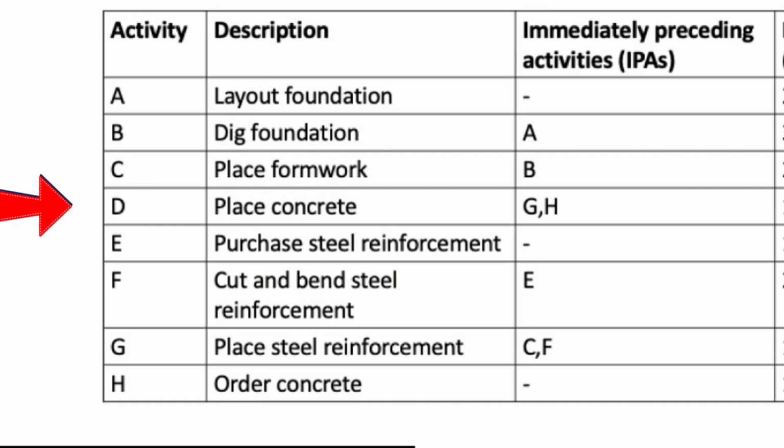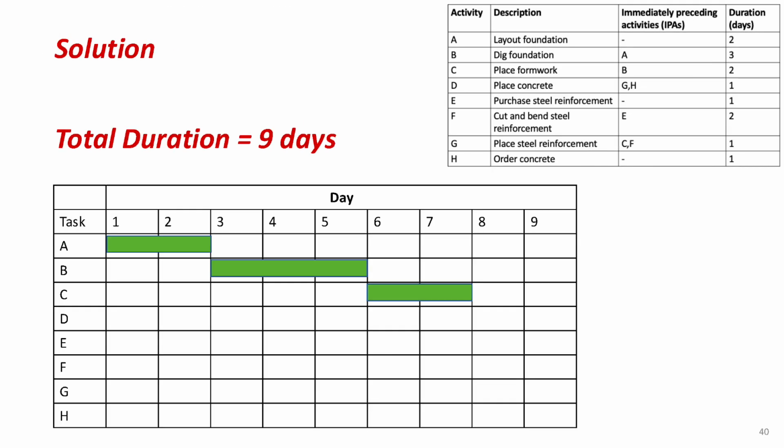Next, activity D. This is preceded by 2 activities, G and H. However, we don't know the finish dates for G and H yet, so let's skip activity D for now and move on to activity E. This activity has no predecessor, so it can start right at the beginning on day 1.